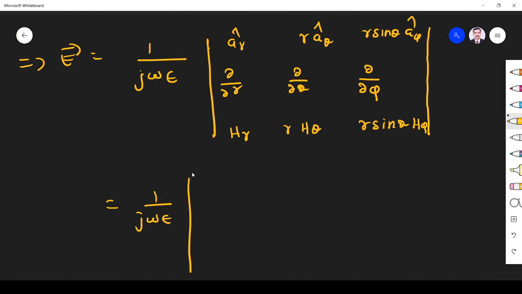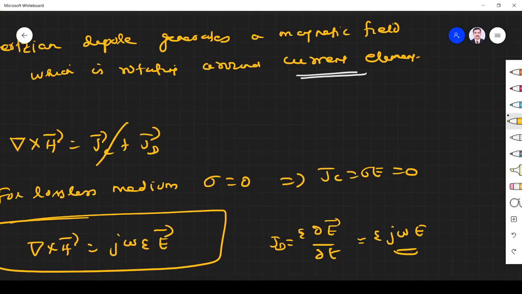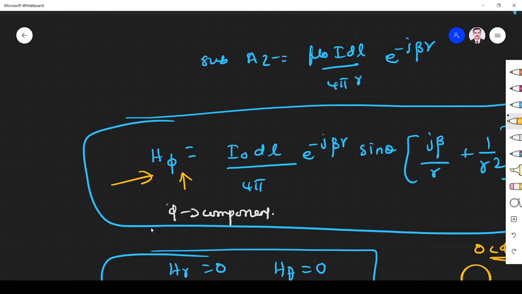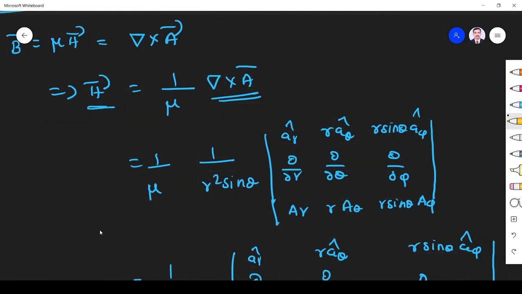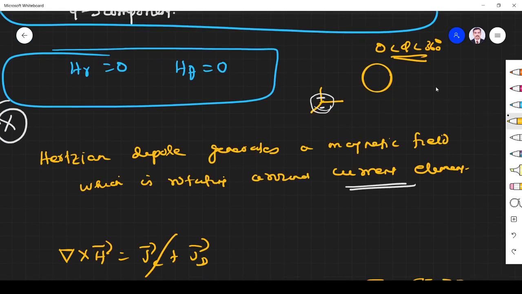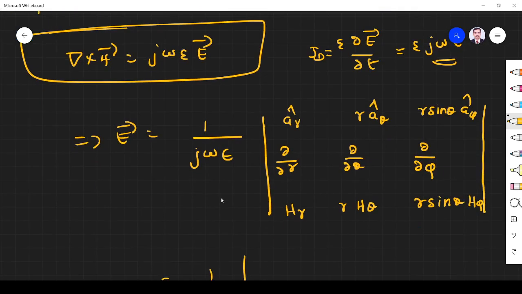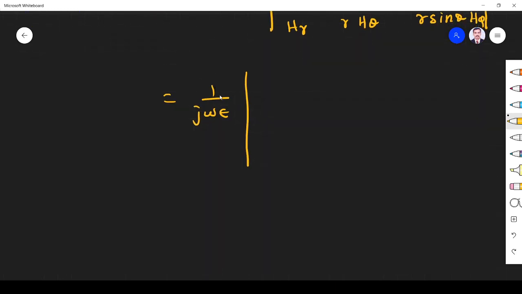Sorry, here we have to add one more point, because for del cross H the matrix will be accompanied by 1 by R squared sin theta. There is a general formula that we have to add; I forgot. Add it. Okay, so multiply by 1 by R squared sin theta. Fine.